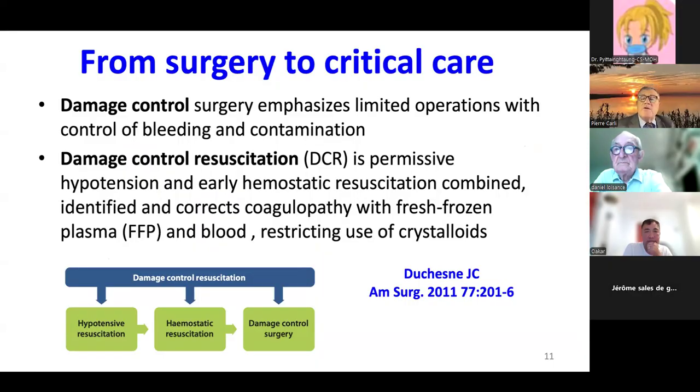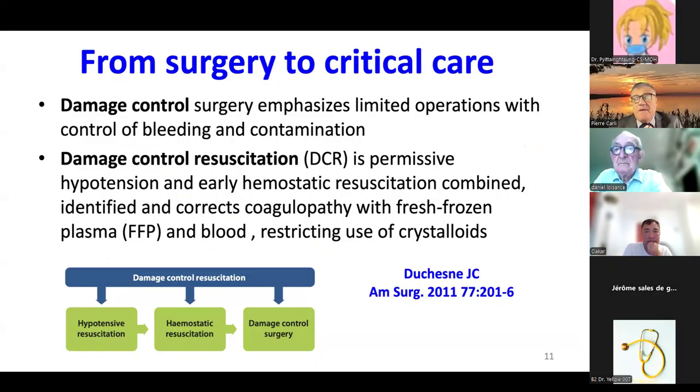So the damage control idea is not to repair and to go to what in Latin we say ad integrum, that means repair everything perfectly. No, it's to do several sequences of surgical and also critical care periods that make the patient survive and give the possibility to finally repair it in the best condition. So damage control will be in surgery, but damage control will be out of the surgical ward. And that's the point we will develop today.